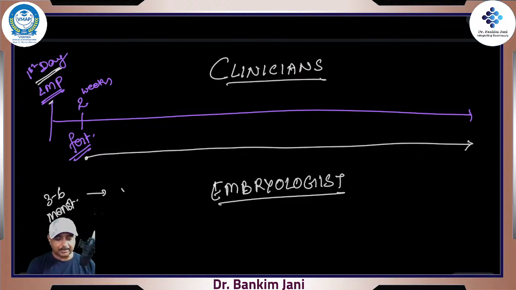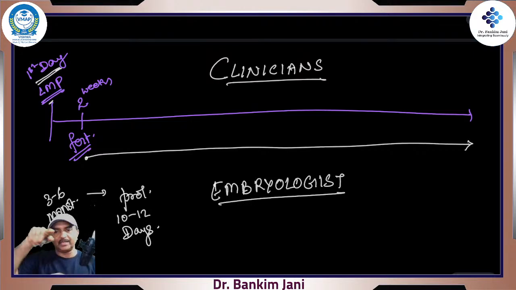And then starts the proliferative phase, right? And that proliferative phase varies from 10 to 12 days. But one thing is very definite, that just before 14 days of the next menstrual cycle, that is the point of ovulation, right? I hope I'm clear, right?